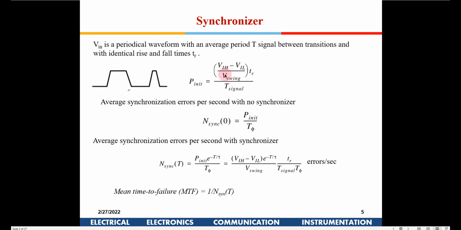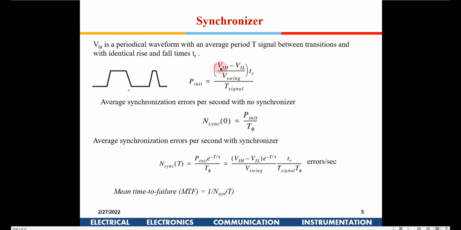Among the V swing, any voltage between VIL and VIH will cause a state which is not desirable. So the probability of an intermediate voltage can be written as VIH minus VIL divided by V swing. Is this numerator understood, right? The total voltage range is V swing from here to here, out of which only this much voltage will cause me a problem.